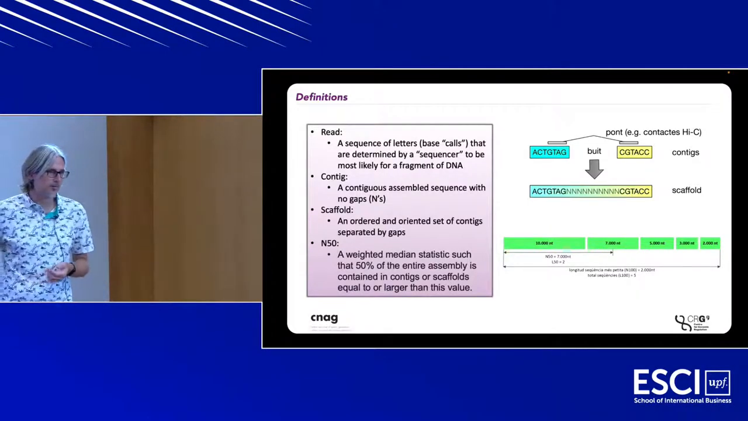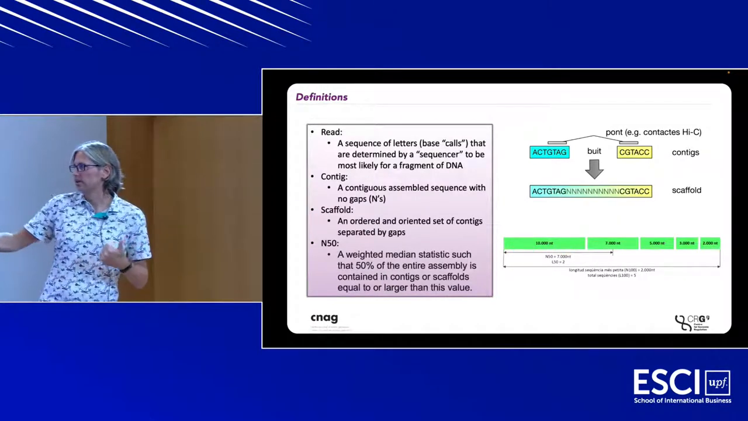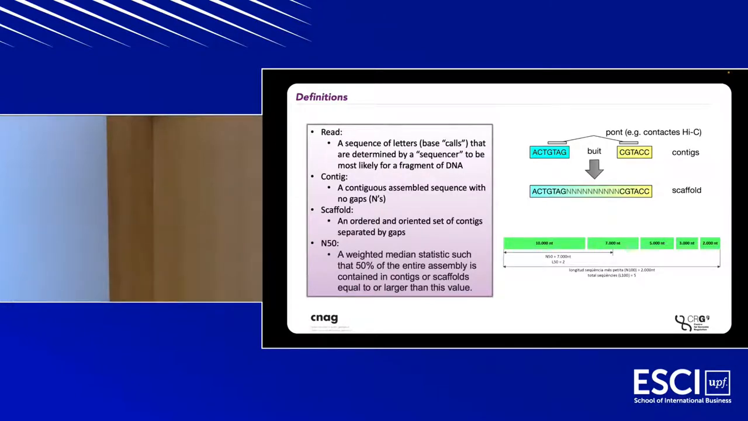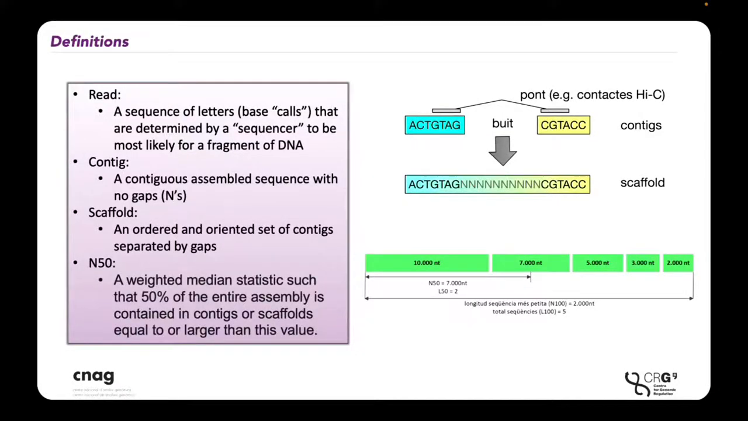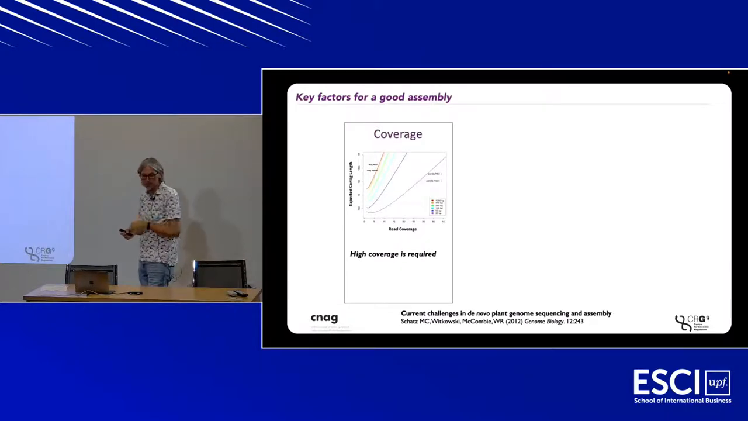So what we do is we use a metric called N50. And it's like a weighted median. So you can think of it as half of the assembly. Let's say if you line up all the contigs from largest to smallest, half of the assembly can be represented by contigs or scaffolds of this length or bigger. Okay, so the N50 of this set of five sequences is 7 kb. Okay, where the average is probably different. Haven't calculated the average. So higher N50 means better contiguity of the assembly.